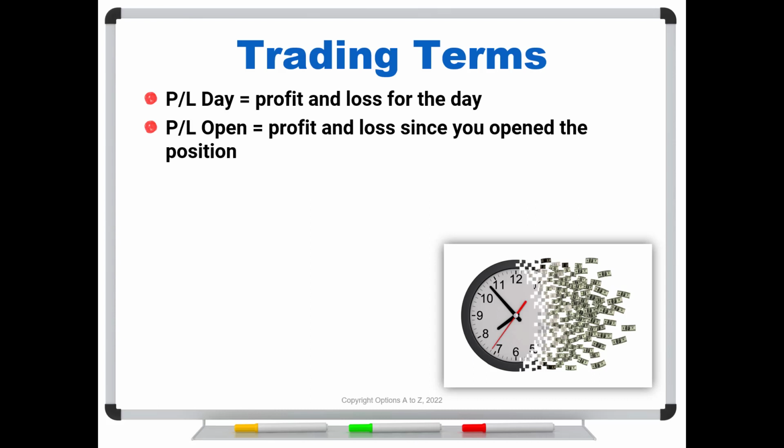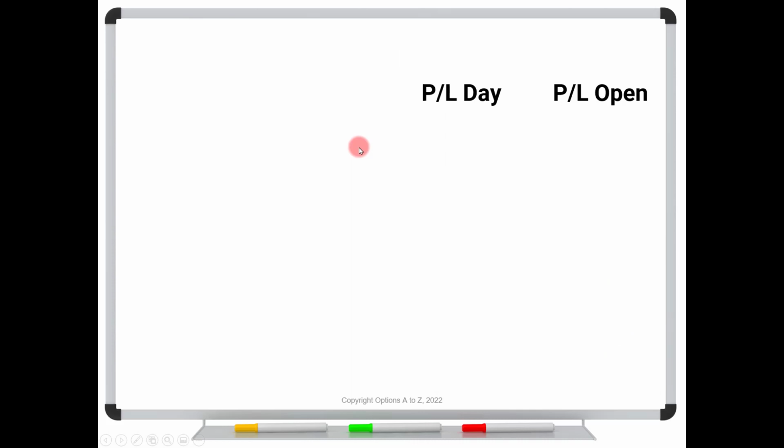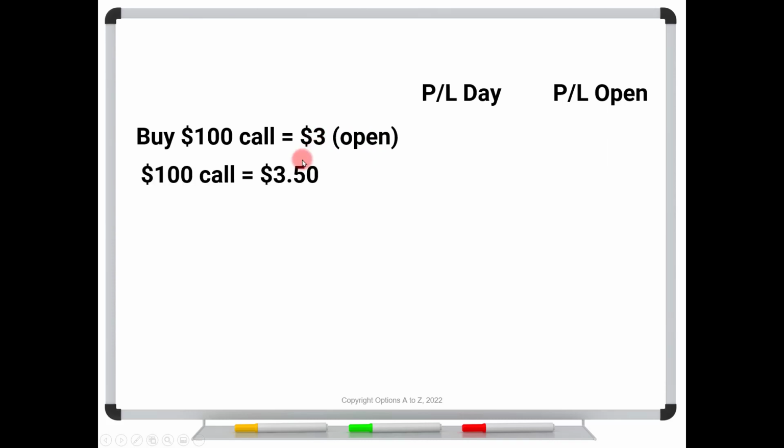So for example, let's say this is our brokerage platform, and we just opened up a brand new position. We bought this $100 call for $3. This is our opening trade and therefore our opening price. The next day, the call closes at $3.50. Here's what you're going to see. Your profit and loss for the day will be $50. And that's because the position increased by 50 cents for the day.